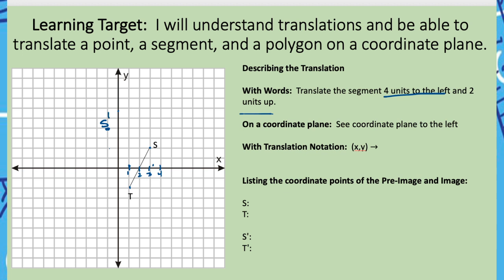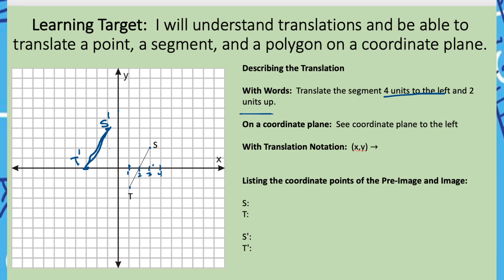Then I'm going to do the same translation with point T, 4 units to the left and 2 units up. So T prime is actually going to be on the x-axis. And this whole segment is translated, not just those 2 points. So I need to go ahead, and I'm not very good at drawing straight lines with this stylus, but you get the idea that the whole line segment was translated, not just the endpoints.